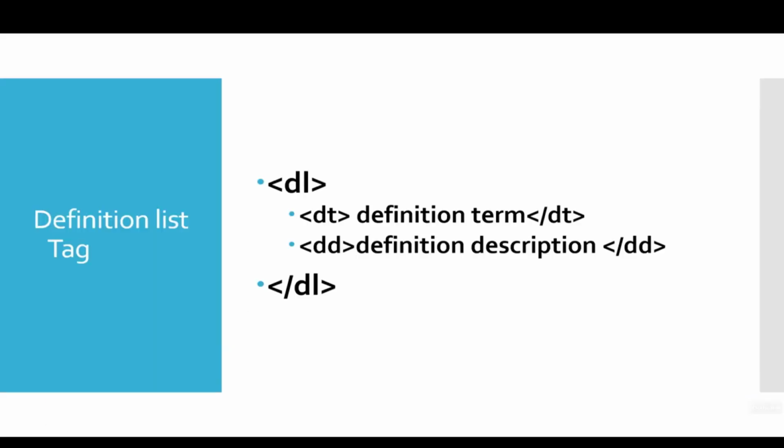The next tag we have is a definition list. A definition list is used if you want to define any term and explain that, so we have both a definition term and its description tag. The specific tags are defined for that. So let's discuss how it works.